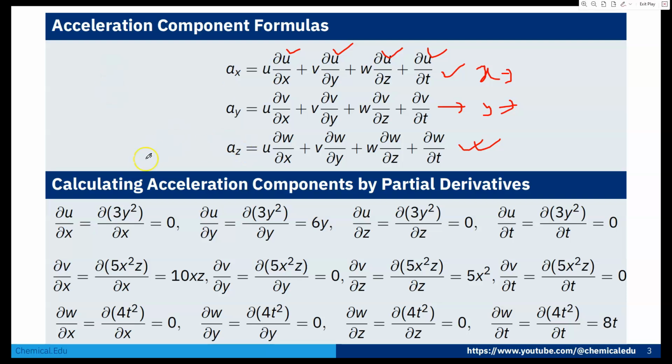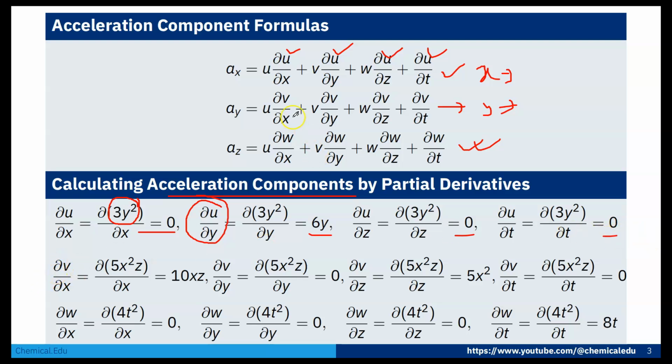First we are going to calculate the acceleration components by partial derivatives. So what will be the partial derivative of u with respect to x? u we know is 3y square. So the partial derivative of 3y square with respect to x will be 0, because there is no x term. So 0. Del u by del y is nothing but 6y. Del u by del z, del 3y square by del z, is 0. Del u by del t is 0.